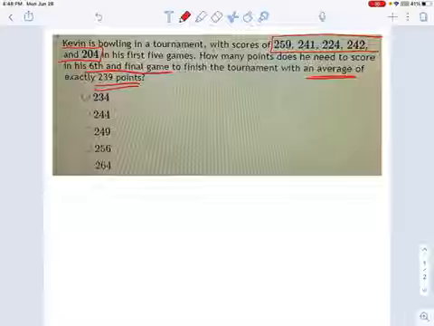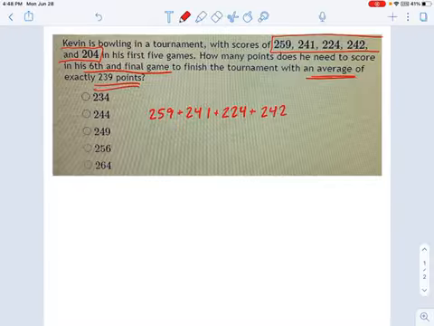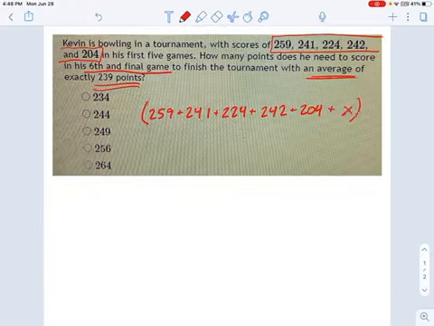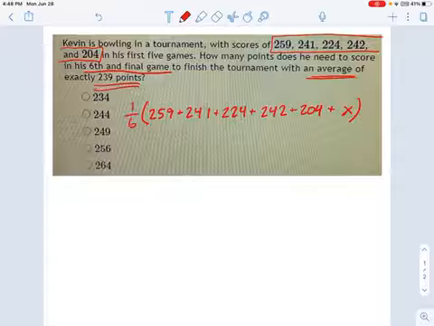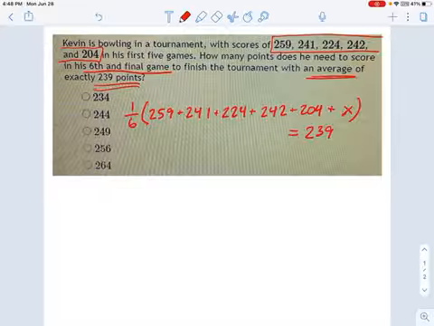You just take these numbers and you start adding them together. 259 plus 241 plus 224 plus 242 plus 204. Okay, those are the scores we know about. And there's this sixth score. I don't know what it is. It's X. We would love to know it. But we're going to say that's the score in his sixth game. We're going to add all those numbers together, divide it by 6, and that will be the result of 239 points. That's his average. So this is an equation. We're going to try to solve this equation now.